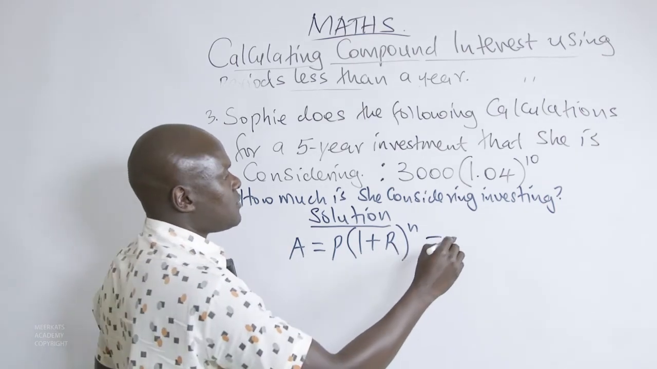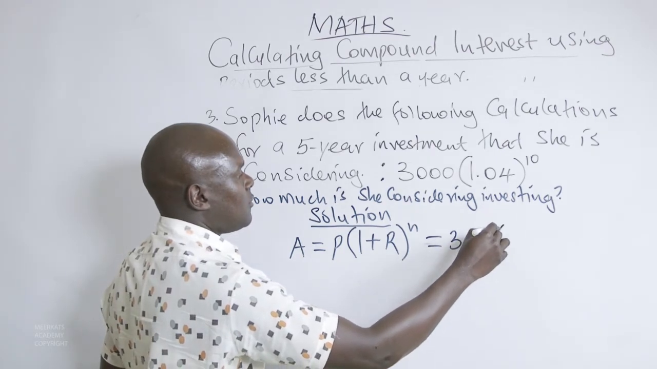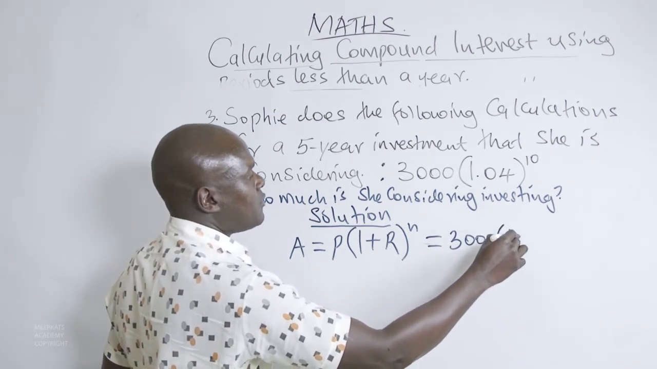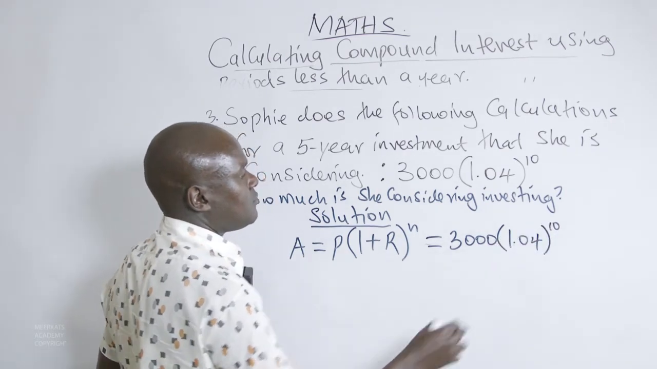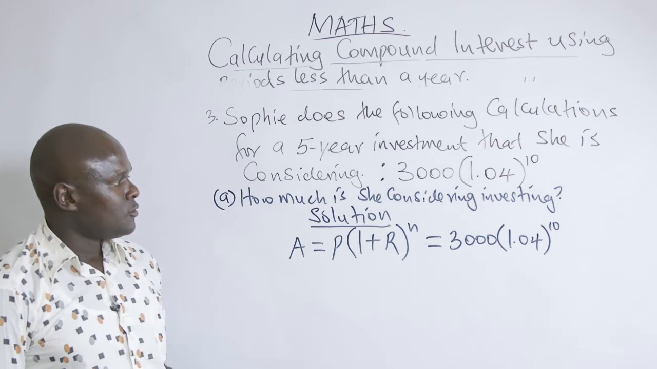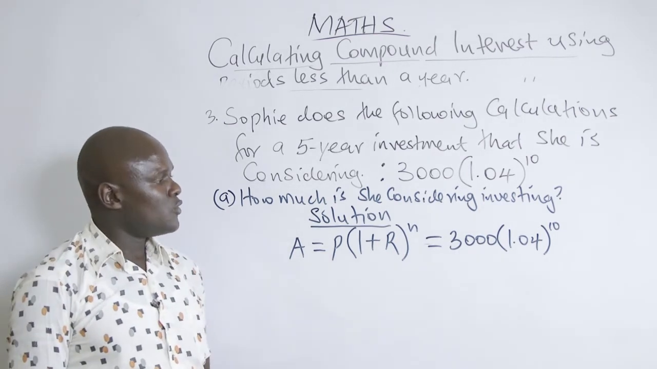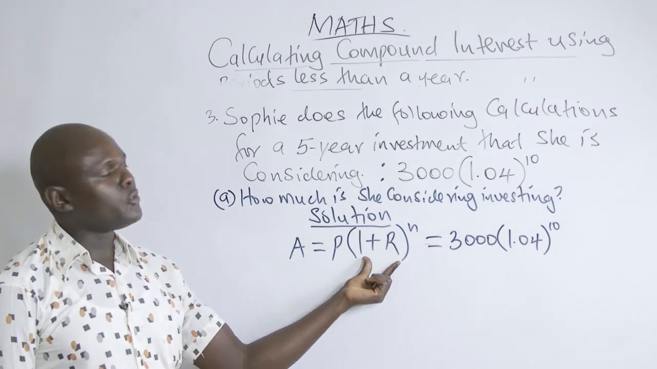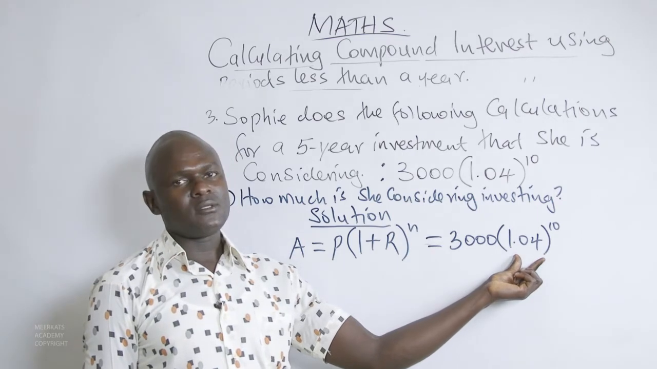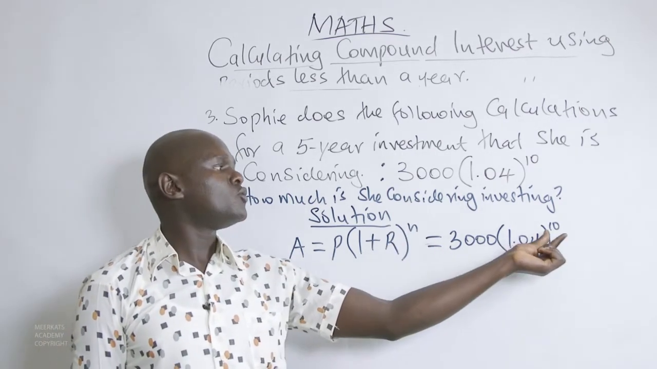We can equate this to 3,000 into brackets 1.04 raised to power 10. So when you look at these two, you will discover that this bracket should be equal to the bracket on the other side, and this power here, n, should be equal to that.